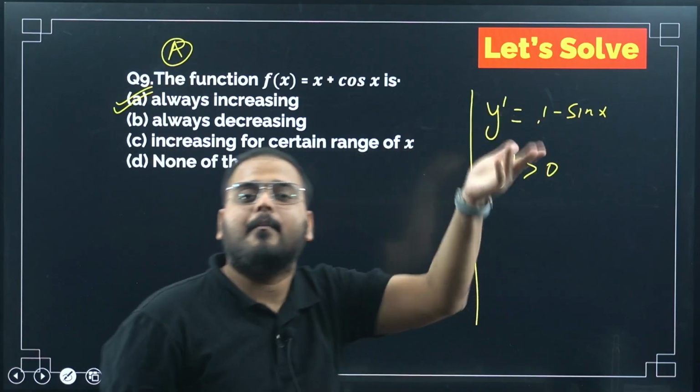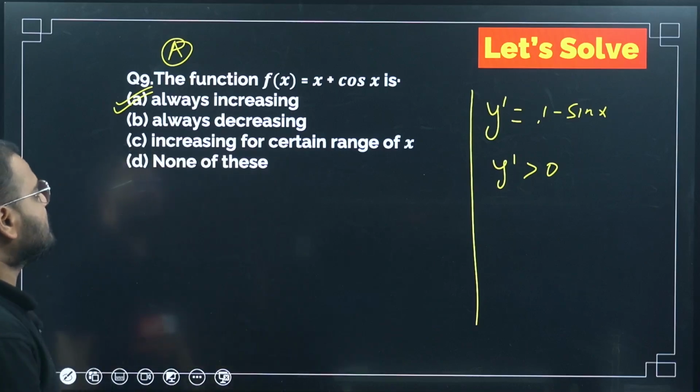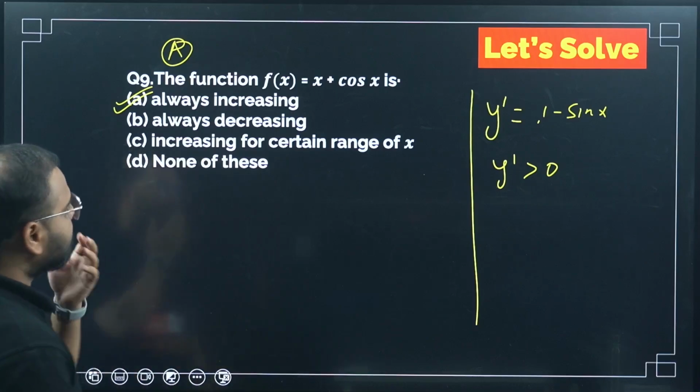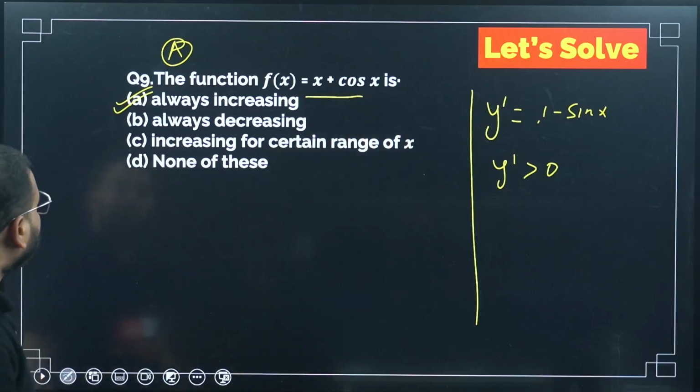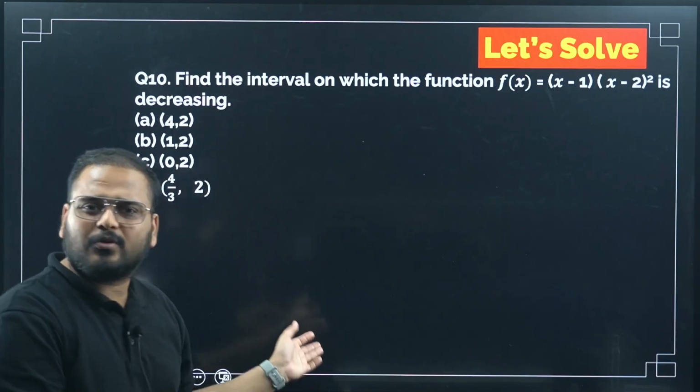Sin x cannot go beyond 1. So it is a positive function, greater than 0, always increasing. This is an increasing function. Let's move ahead. Yes, right. No doubt in the previous one.